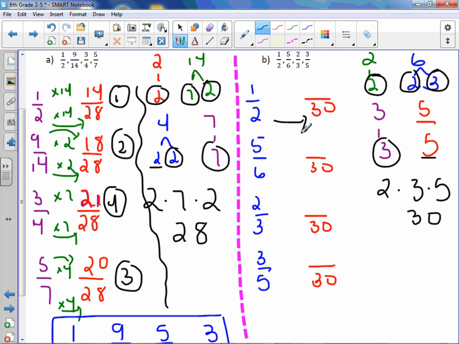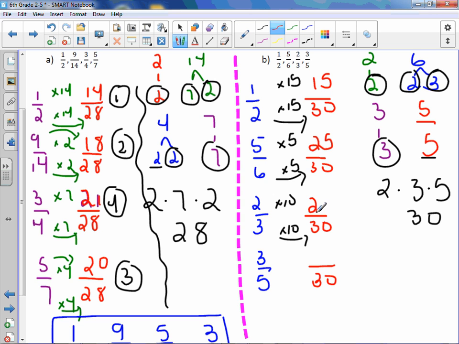How do you get from 2 to 30? Let's start with our first fraction. We multiply by 15 and do the same in the numerator. So we get 15/30. The second fraction, 6 to 30, you multiply by 5. Do the same in the numerator and get 25. From 3 to 30, you multiply by 10. Do the same in the numerator and you get 20. And lastly, to get from 5 to 30, we multiply by 6. Do the same up top. 3 times 6 is 18.